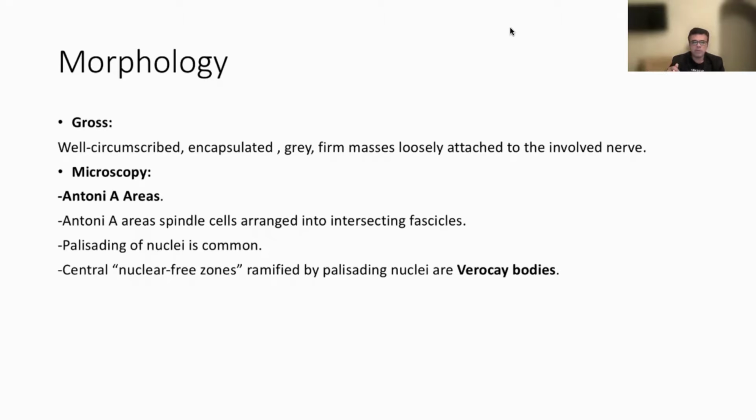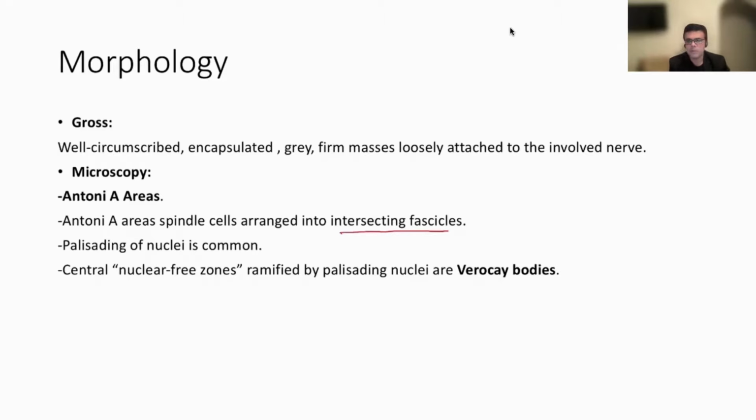Coming to the microscopic features, microscopically we have some typical structures, that is Antoni A areas and Antoni B areas. Now, what are Antoni A areas? Antoni A areas are spindle cells that form intersecting fascicles. So, a large number of intersecting fascicles are seen.